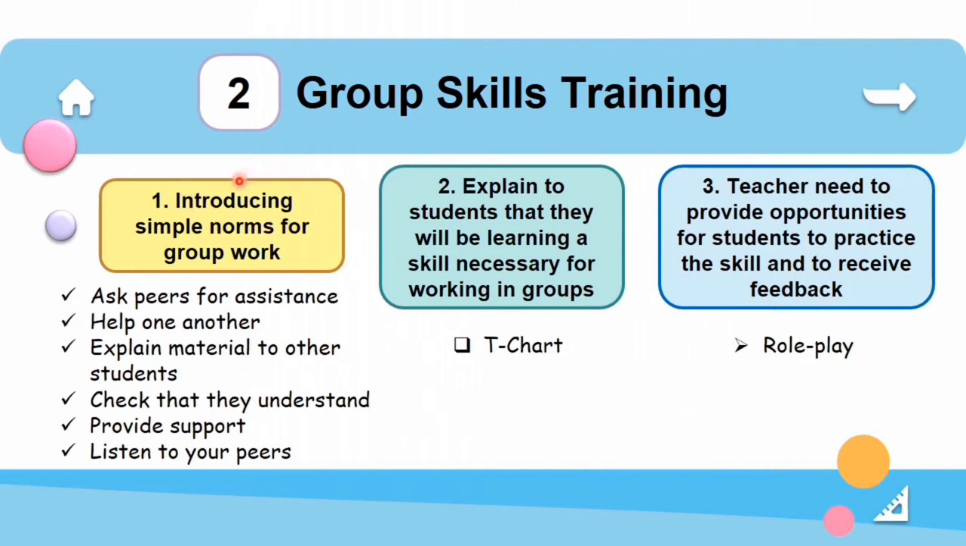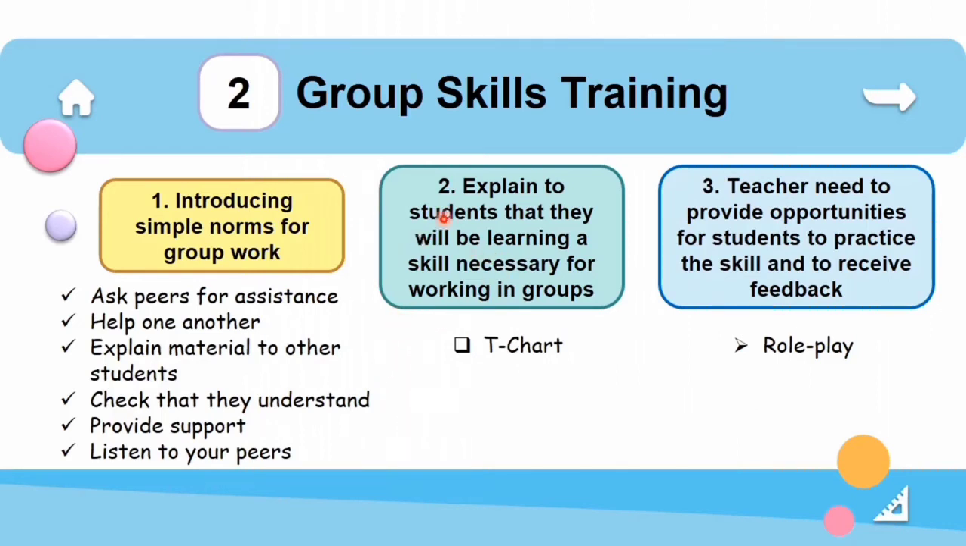So how do we want the students to apply this skill? The students apply the skill by asking their peers for assistance. Second, help one another, explain the material to other students, check that they understand, provide support, and also listen to your peers.